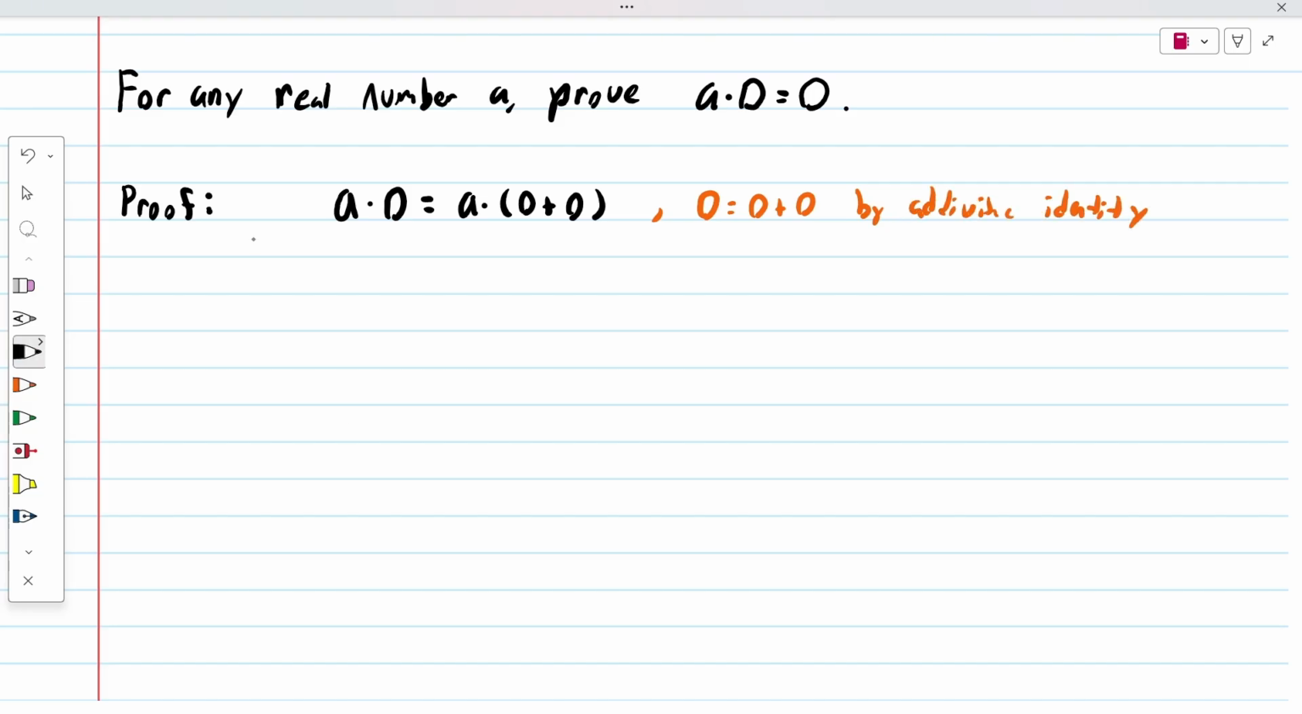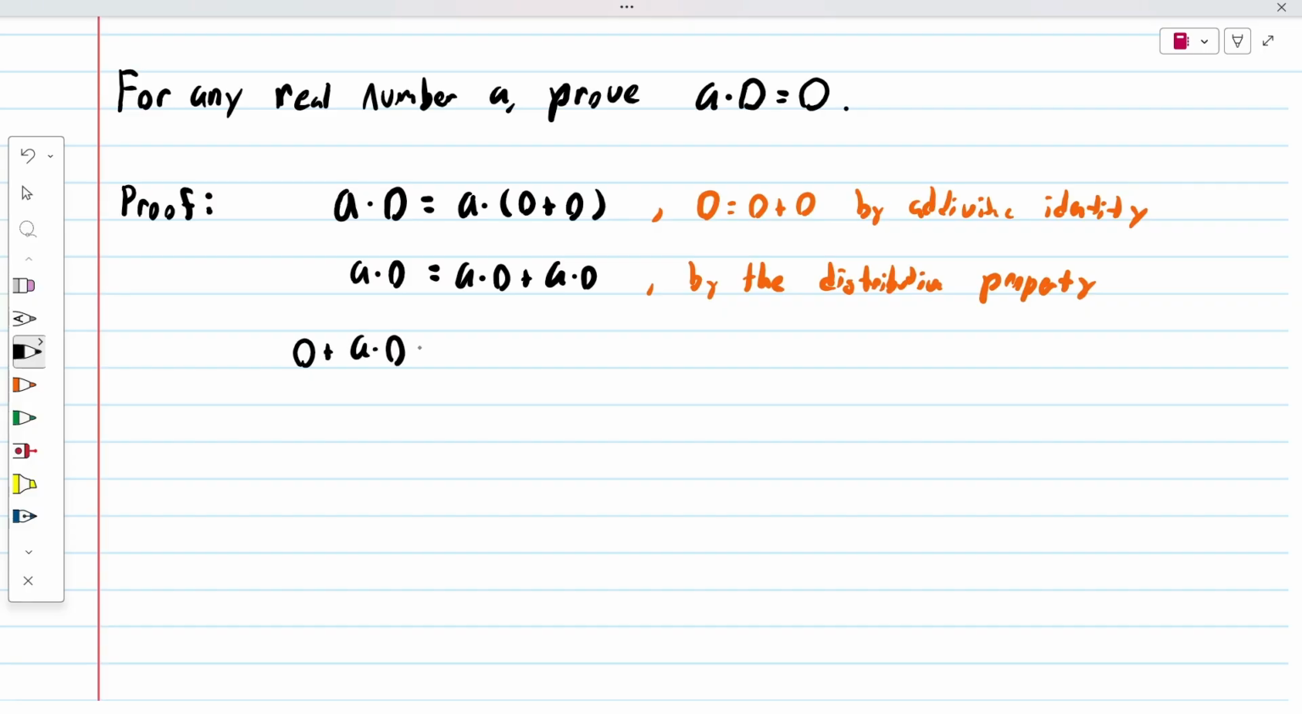Okay, so now that we have this, we can use the distributive property and distribute this a times 0 in, and we can bring this down as well. And so now we have this. Then we can use the additive identity again, because on this side we can add a 0, and say 0 plus a times 0 equals a times 0 plus a times 0.